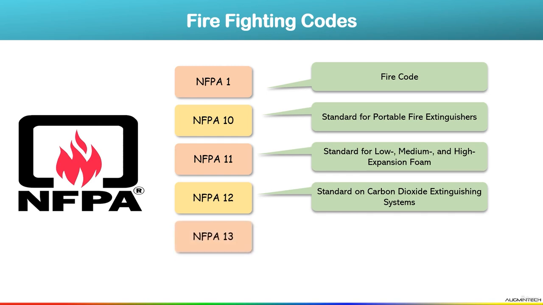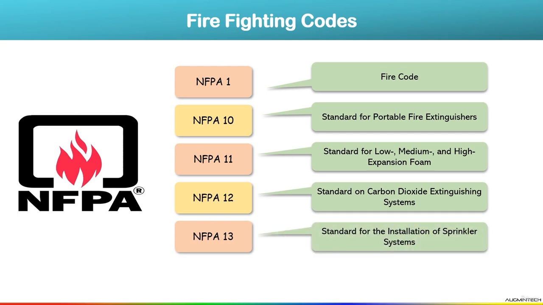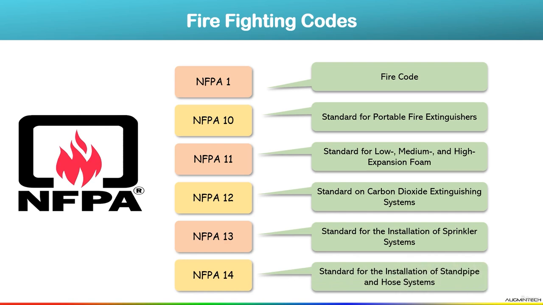Now the next is NFPA 13. NFPA 13 is the standard for the installation of sprinkler systems. This standard covers the design and installation of automatic fire sprinkler systems. Now the next standard is NFPA 14, the standard for the installation of standpipe and hose systems. NFPA 14 provides requirements for the installation of standpipes and hose systems to ensure that a system will work as intended to deliver adequate water supply in a fire emergency.